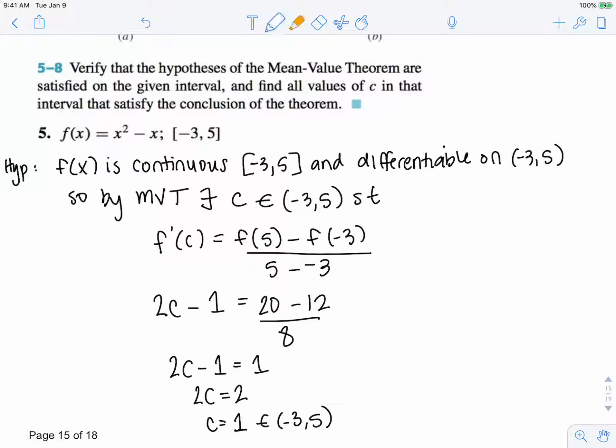So if you are using the mean value theorem, I'm going to highlight what's required. First, you have to state f is continuous and differentiable. You have to say which theorem you're using and that there exists a c value such that the instantaneous rate of change is equal to the average rate of change. And then if they ask you to find that c value, you must solve for it.